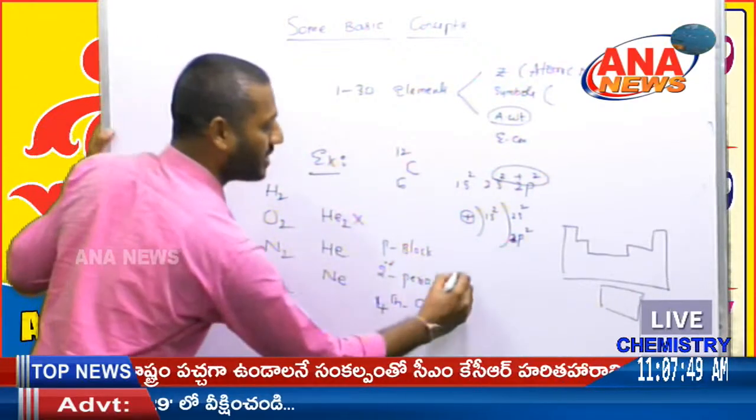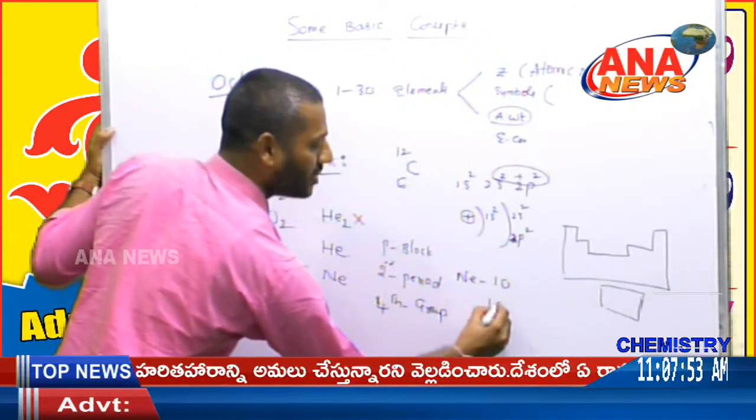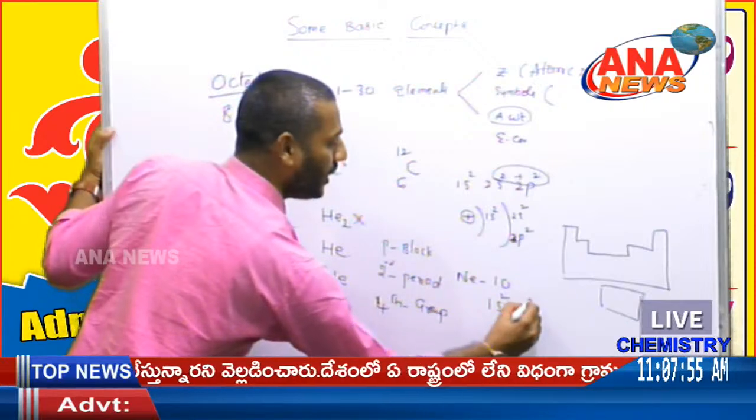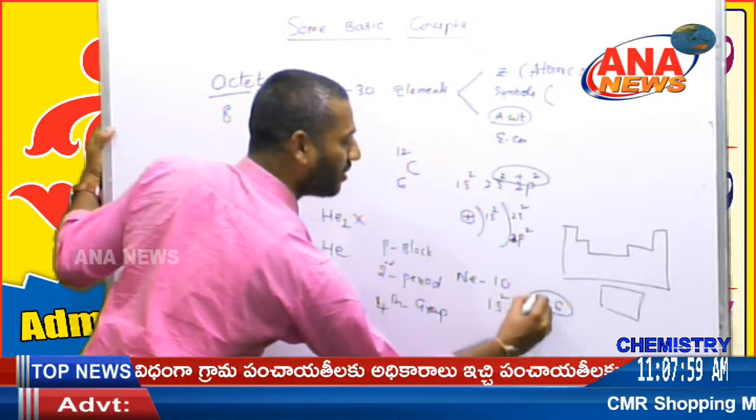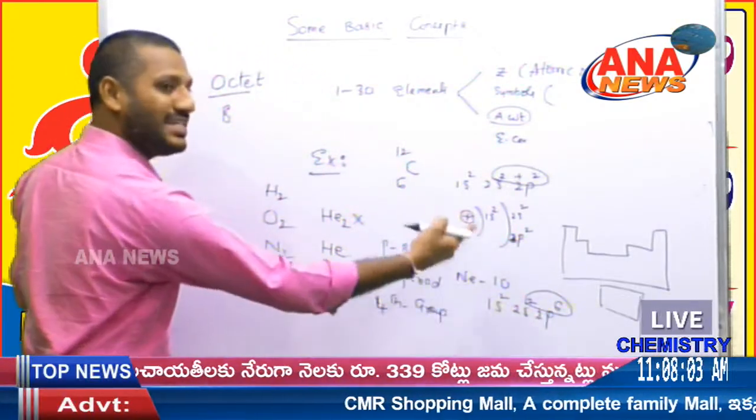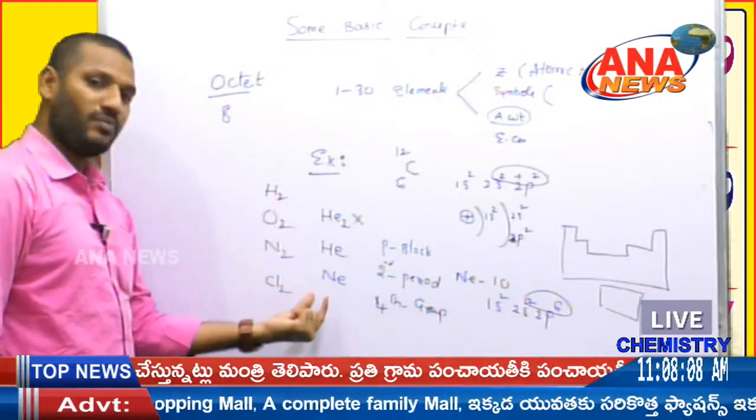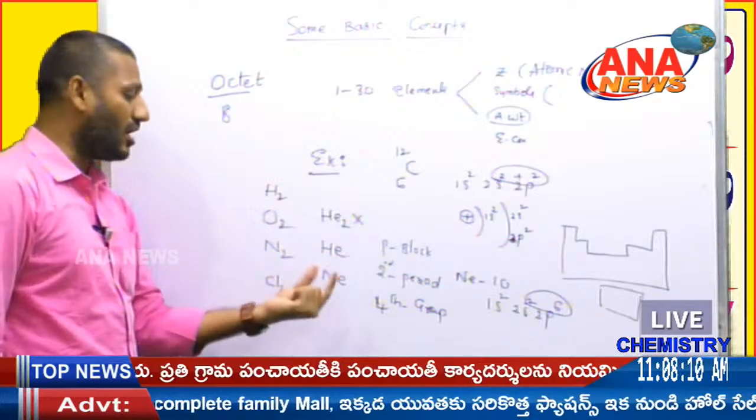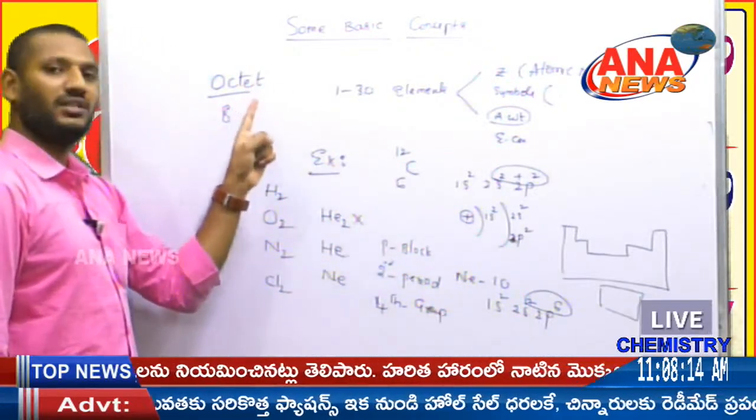Take neon as an example. Neon's atomic number is 10. The configuration is 1s2, 2s2, 2p6. So in the outermost electronic configuration, there are 8 electrons. That's why it is stable. That's why it cannot combine with another neon to form Ne2, because it already has 8 electrons. So it is easily stabilized based on the octet.